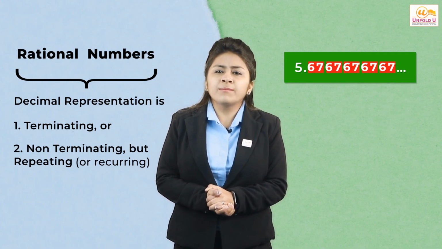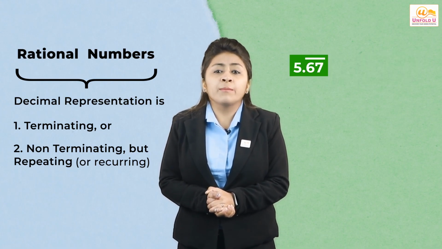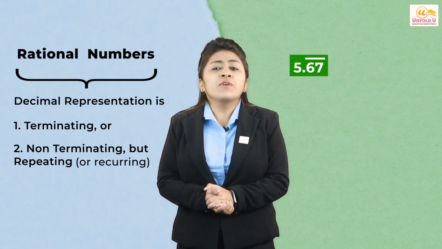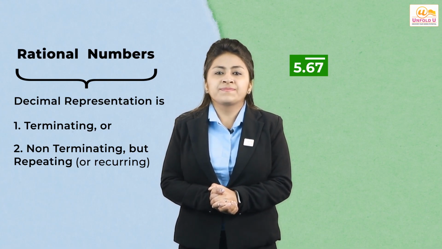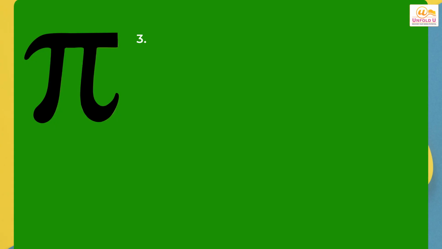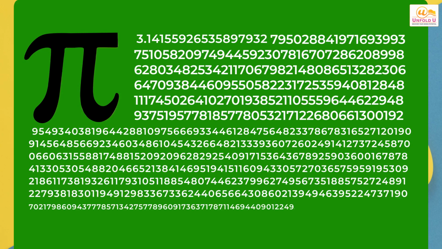Instead of writing long numbers as these, we usually put a bar above the repeated unit. So we can write this number as 5.67 with the bar above 67. On the other hand, there are numbers whose decimal representation is non-terminating, non-repeating, and they do not form any pattern. For example, the true value of pi is 3.14155926535897932, which never ends and does not form any pattern.